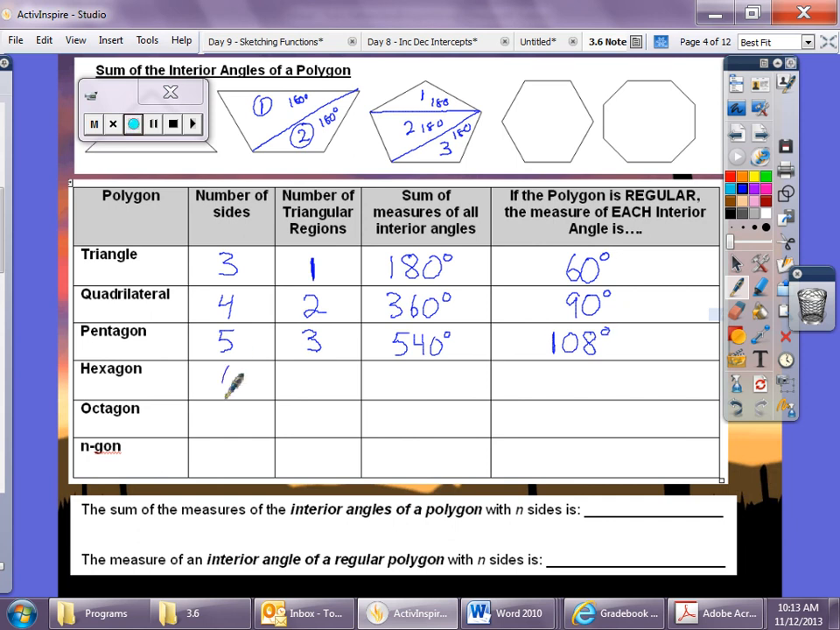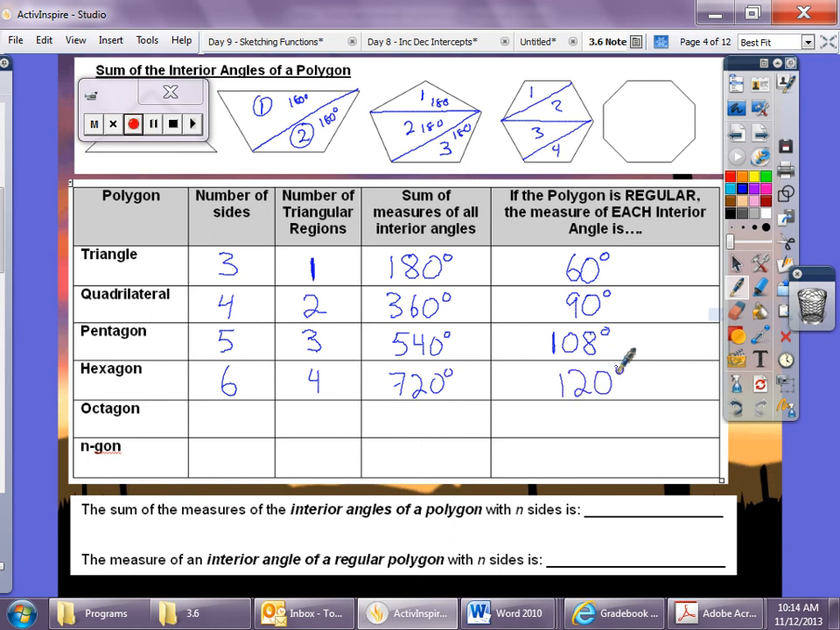A hexagon has 6 sides. It has 4 triangular regions, so it's 720 degrees. And if the polygon is regular, each angle is 120 degrees.